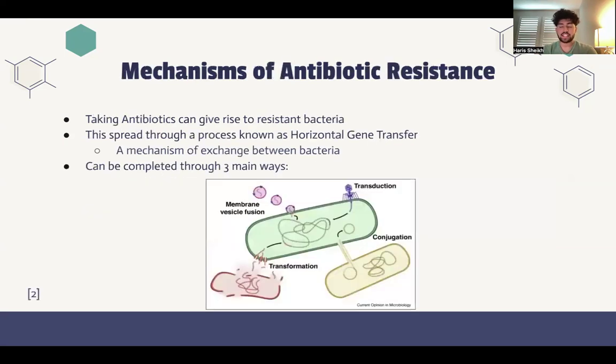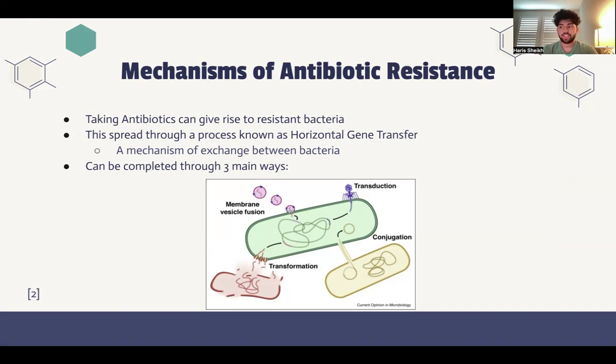Now, when we take antibiotics, they don't just target harmful bacteria causing infection, they also affect the beneficial bacteria that are in our gut, and this can lead to the rise of resistant bacteria. And these bacteria can transfer their resistance genes to other bacteria through a process known as horizontal gene transfer.